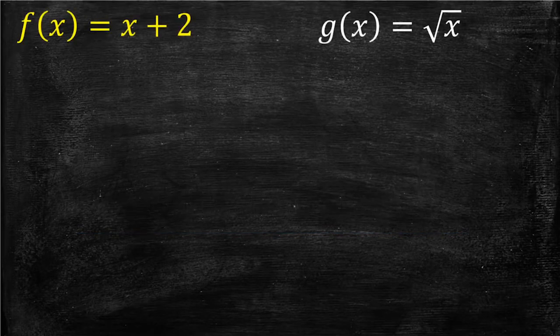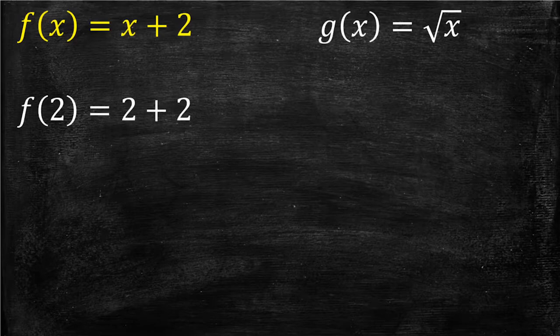Consider functions f and g. If I wanted to substitute a value into f or g, I would just simply replace the x value with the number I want to substitute into the function. For example, if I wanted to substitute the value of 2 into f of x, I would just simply put a 2 where the x is. So it becomes 2 plus 2 is 4. So the value of the function at 2 is 4.